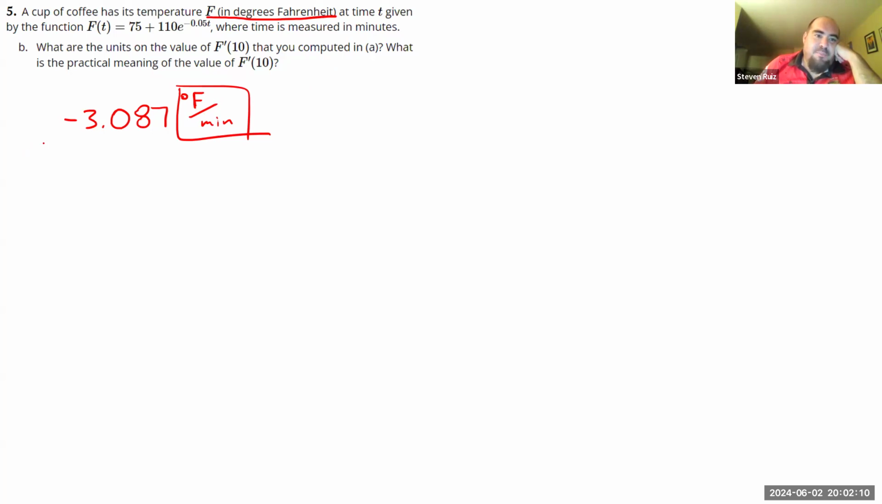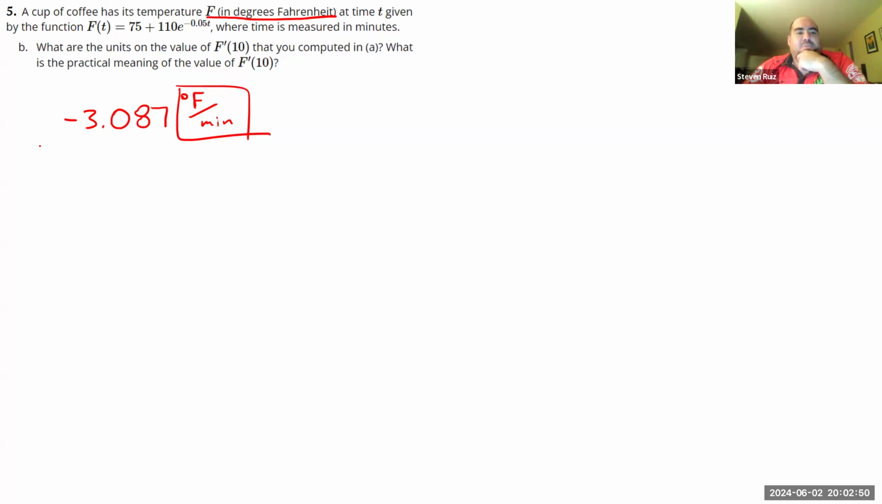Second part of this question: what is the practical meaning of this value? What does this value mean? We can actually learn a lot about that from the units it's expressed in. Basically, what this is saying is, for every unit change in time, in this case minutes, we're looking at the derivative. So what we really estimated is the instantaneous rate of change. At this instant in time, at t equals 10 minutes, the temperature of our cup of coffee is changing by 3.087 degrees Fahrenheit per minute.